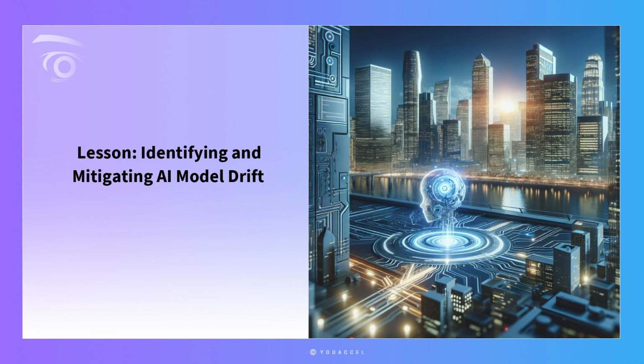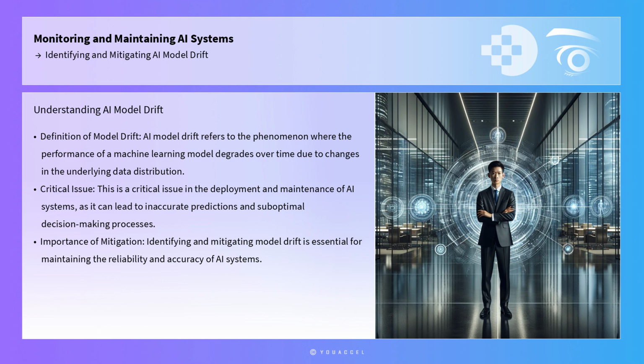Lesson: Identifying and Mitigating AI Model Drift. AI model drift refers to the phenomenon where the performance of a machine learning model degrades over time due to changes in the underlying data distribution. This is a critical issue in the deployment and maintenance of AI systems, as it can lead to inaccurate predictions and suboptimal decision-making processes. Identifying and mitigating model drift is essential for maintaining the reliability and accuracy of AI systems.